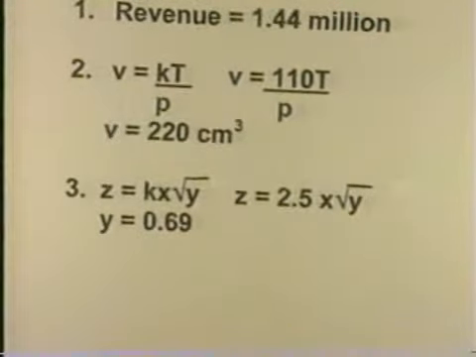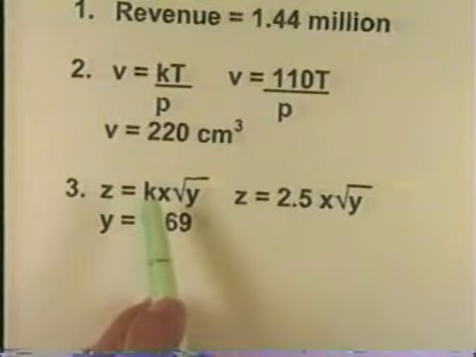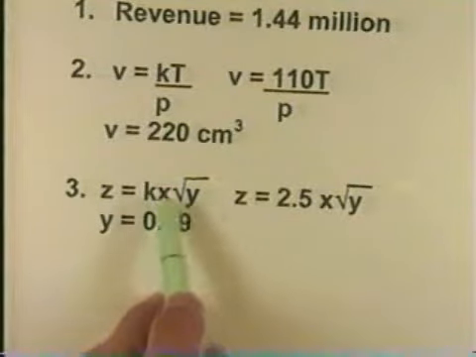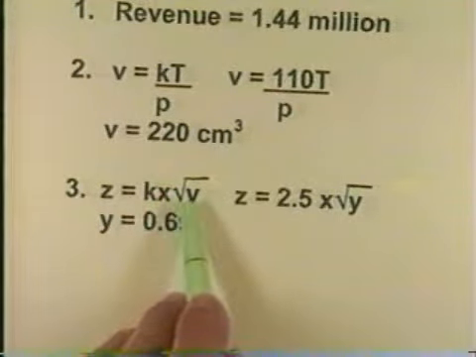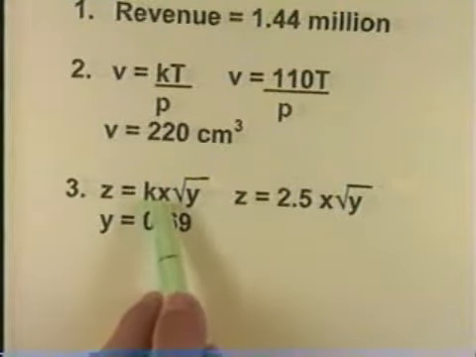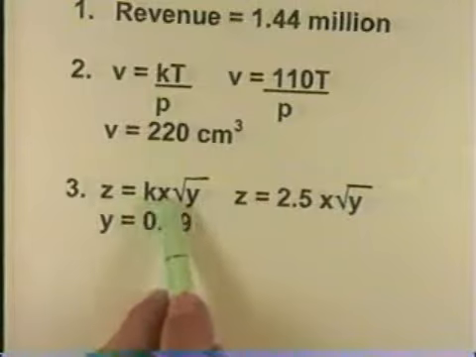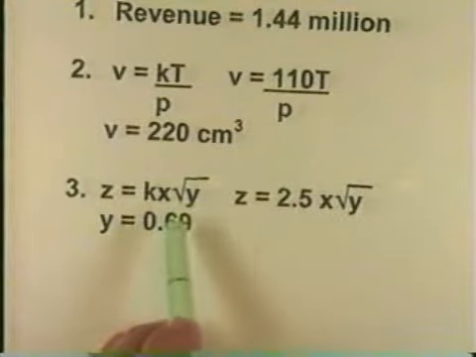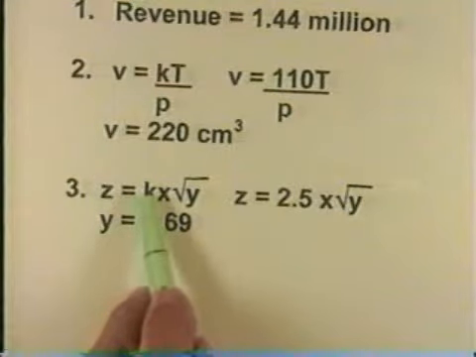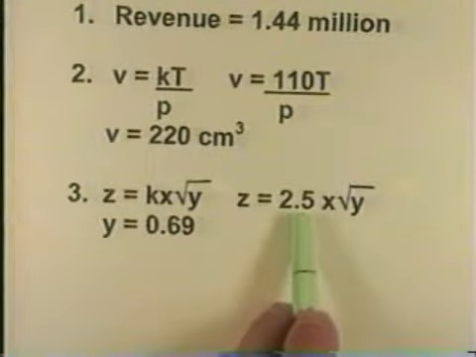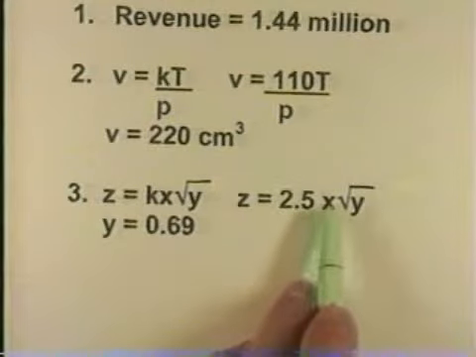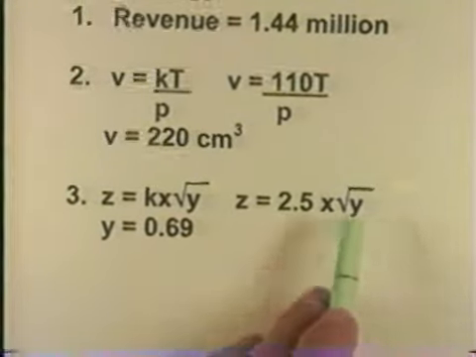The third one, it says that Z varies jointly as X and the square root of Y. So that means I need to multiply X times the square root of Y times the constant K. So it'll be K times X times the square root of Y, because it varies jointly as X and the square root of Y. Once I substitute in the given and solve for K, I get K is 2.5. So I have Z is equal to 2.5 X times the square root of Y.